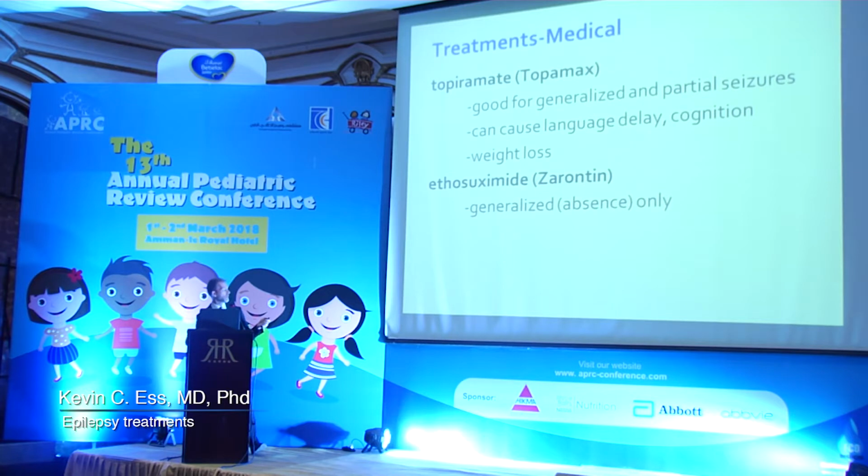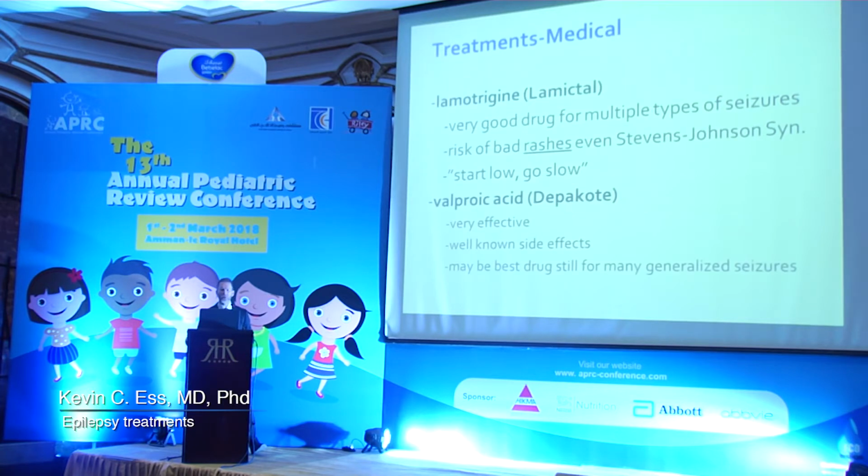Ethosuximide, unfortunately, is not available in Jordan, I just learned, and it's too bad because it's an excellent drug for absence seizures. Instead, you can use valproic acid, which I'll talk about next, but ethosuximide is an old drug, it's cheap, it'd be a good one to have in this country.